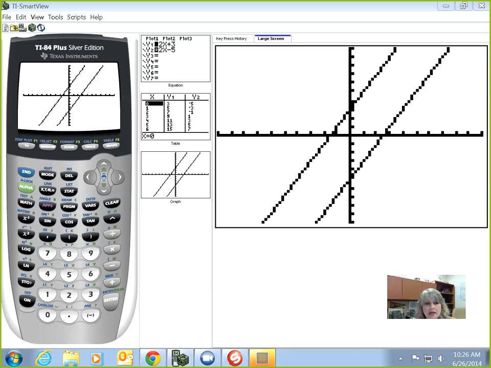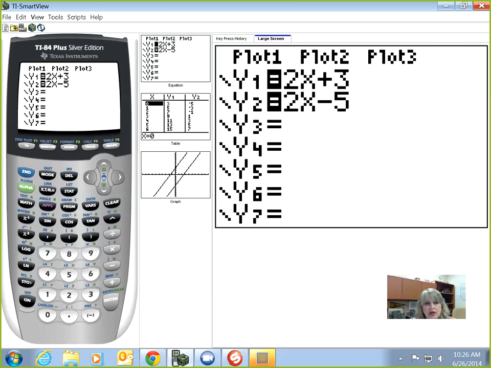Okay, now let's go back. We're going to keep the y equals 2x plus 3, but remember we said the perpendicular line was y equals negative 1/2 x plus 4. So let's type that into the second equation, negative 1/2 x plus 4. And we're going to graph it.